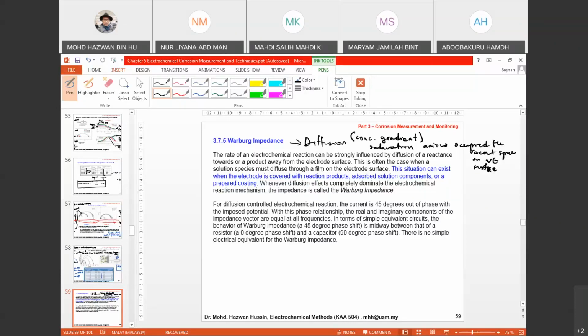In terms of simple equivalent circuits, the behavior of Warburg impedance, a 45-degree phase shift, is midway between that of a resistor and a capacitor. So there is no simple electrical equivalent for Warburg impedance. What makes Warburg impedance slightly special as compared to the normal impedance is that it forms a semicircle, and after the semicircle it forms a 45-degree linear line.